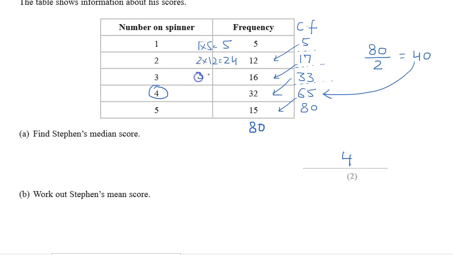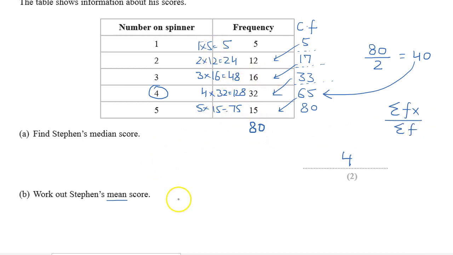In the same way, 3 times 16 is 48. 4 times 32 is 128, and 5 times 15 is 75. So we add all this and divide by 80 for the mean score. That is sigma fx over sigma f, the total of this and the total of this.